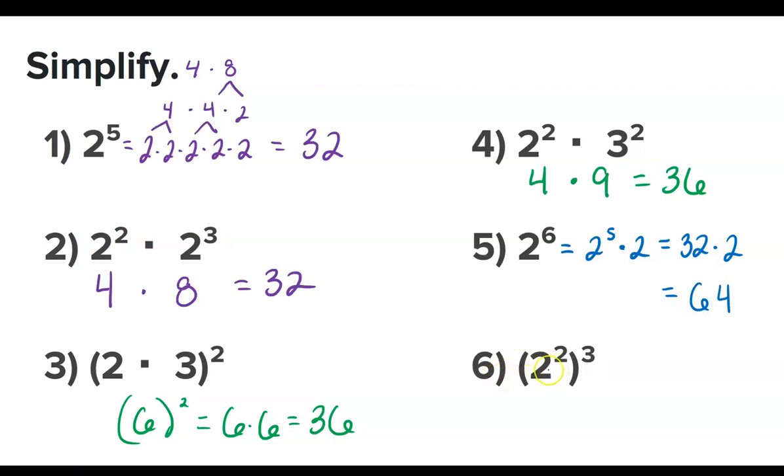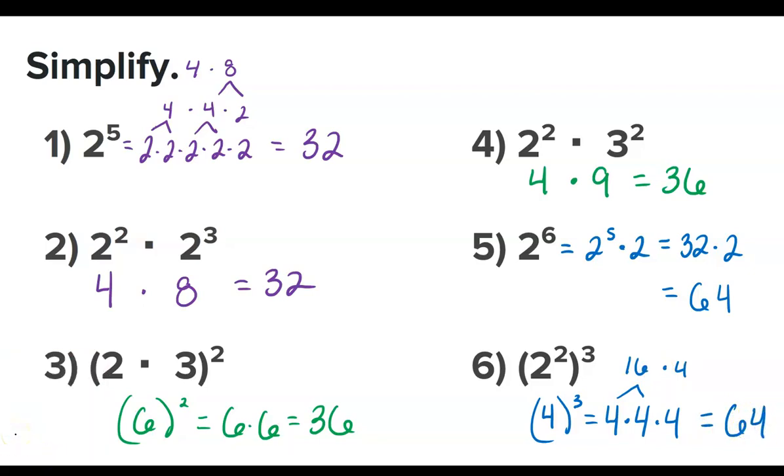Then number 6, we have 2 squared to the power of 3. Well, I know that 2 squared is 4. And then 4 to the power of 3 would be 4 times 4 times 4. I know that 4 times 4 is 16 times another 4 would give me 64.